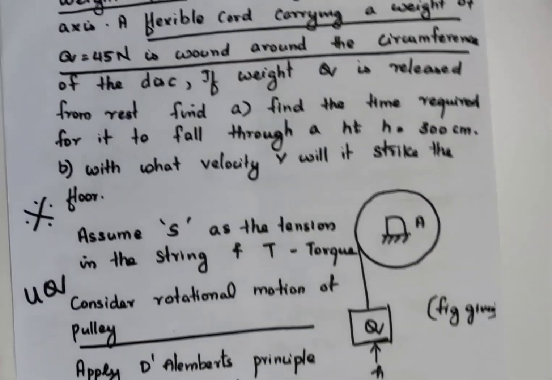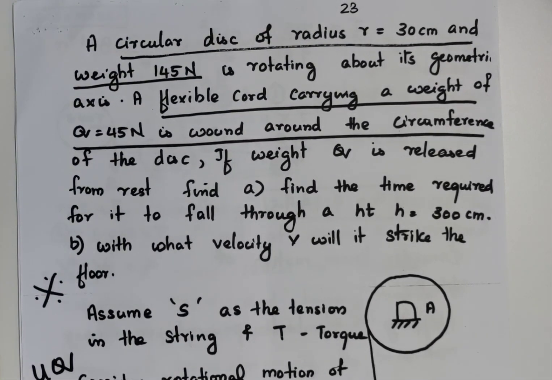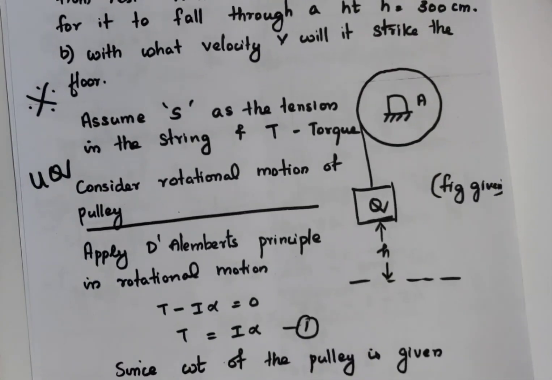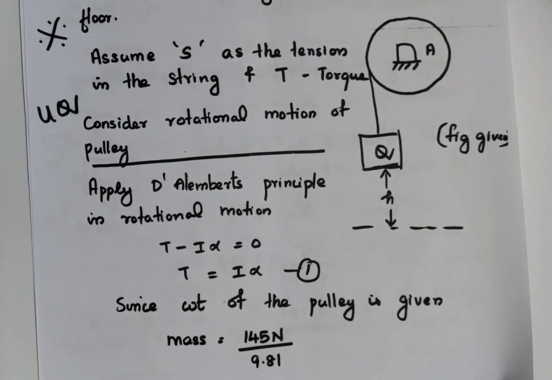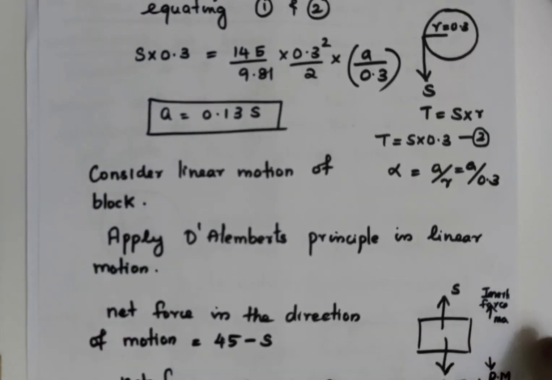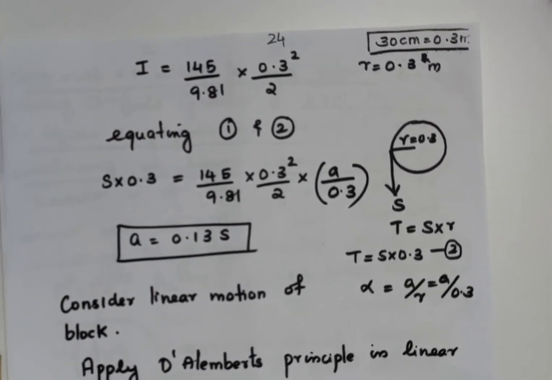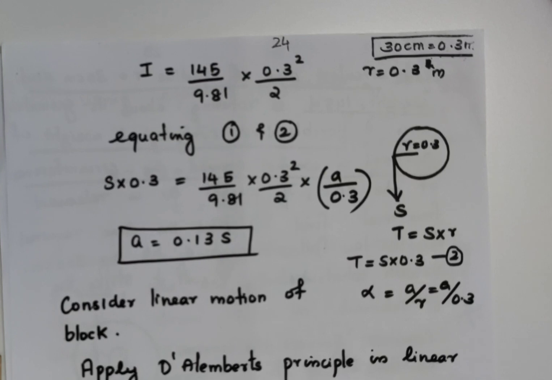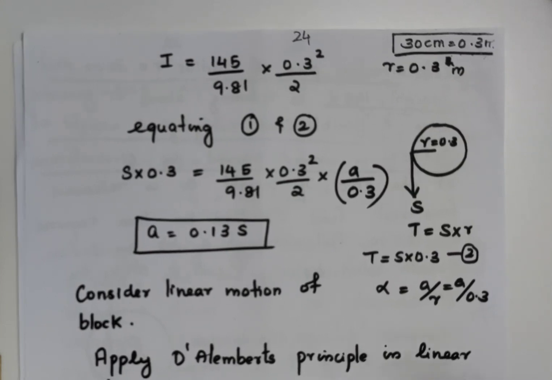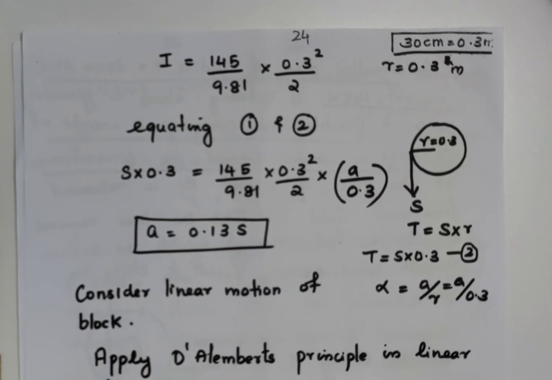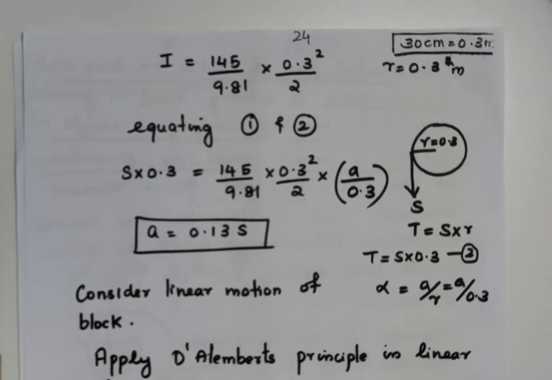Here you can see in the question the weight of the disc is given, so you have to calculate the mass. Mass is equal to 145 Newton divided by 9.81. Now after getting the mass, you have to calculate the mass moment of inertia, that is, I is equal to m r square by 2. It is given that this moment of inertia is m r square by 2.